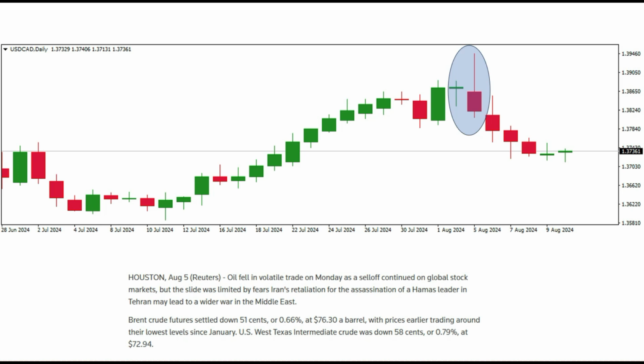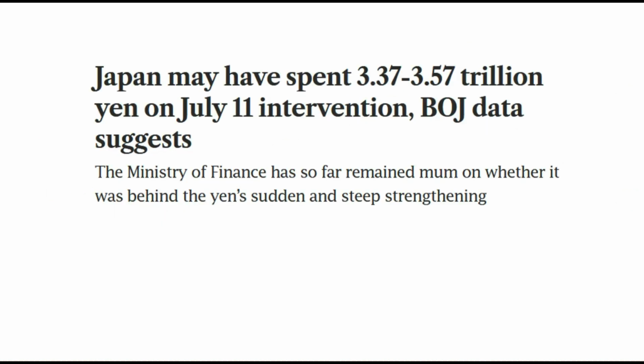Now we have the last example that I want to show you. As traders, you need to watch one type of news all the time. When some currency is overbought or oversold, we could see intervention. For example, the Japanese yen was so weak and intervention happened. There are rumors that the Japanese government and the Bank of Japan spent around 3.5 trillion yen on July 11 for intervention. And what happened?